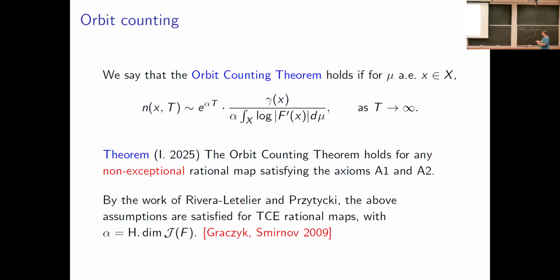I should also mention that this theorem is also valid for some parabolic maps like the cauliflower. Those assumptions forbid parabolic points, but parabolic points aren't really bad.